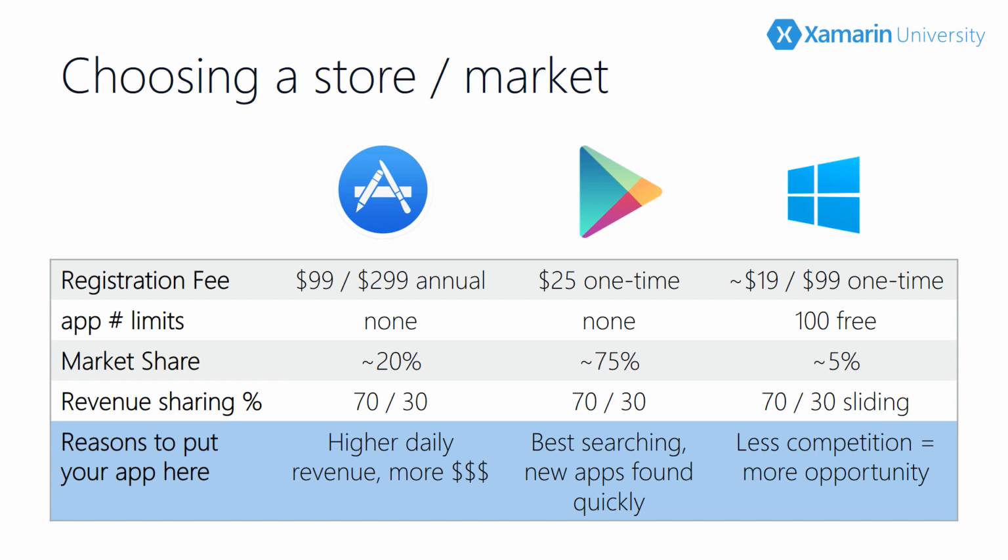Google, in comparison, has a $25 one-time fee, and then you're a member for life. And it's the same story for Microsoft with the Windows Store. It's $19 to join as an individual or $99 to join as a company, as a corporation. And there's some other interesting numbers here as well. Both the iOS App Store and the Google Play Store have no limits on the number of apps you can publish. For Windows, you're limited to 100 free applications, but there's no limits on paid applications.